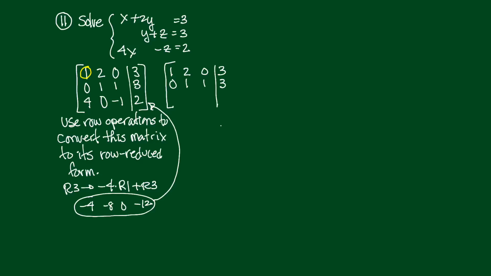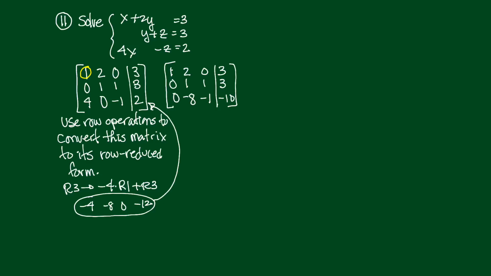And now, to get row 3, take the current row 3, add it to our circled row 3. So, component-wise, first and first, 4 plus negative 4 is 0. Then, right, 0 and plus negative 8 is negative 8. And then, negative 1 added to 0 is negative 1. And then, what do we have here? 2 added to negative 12 is negative 10. All right, that's our second matrix.